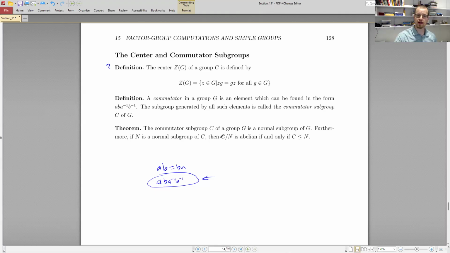Fantastic. That means we can find the factor group or the quotient group. Now, interesting bit. If N is a normal subgroup, and so if N is a normal subgroup, G mod N is abelian if and only if it contains the commutator subgroup. Cool. That's interesting. Very wonderful news.